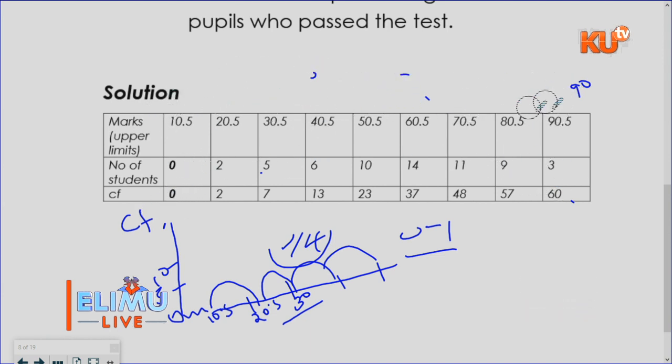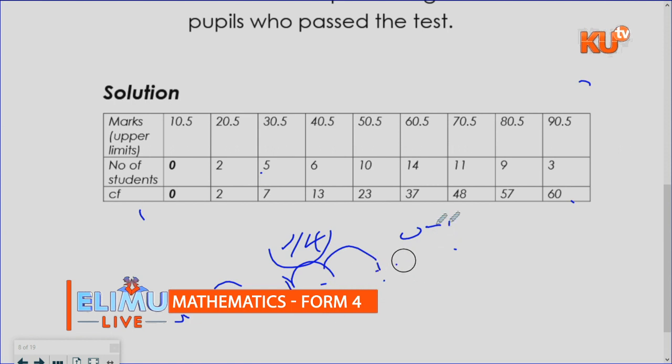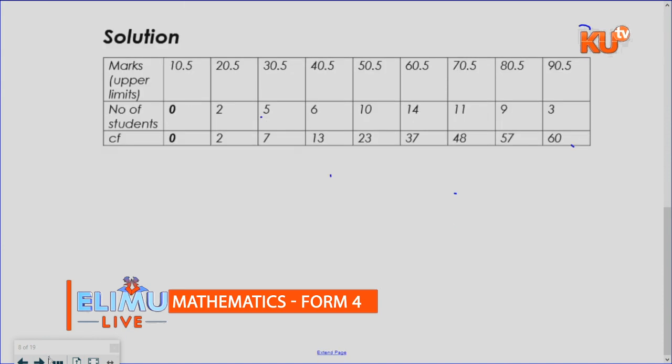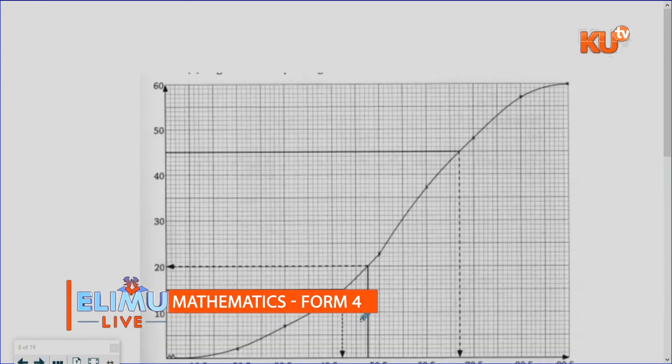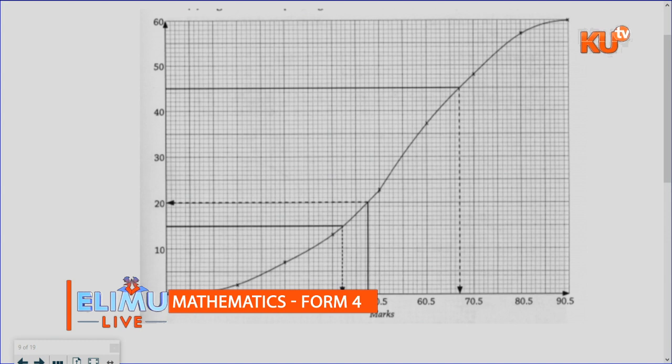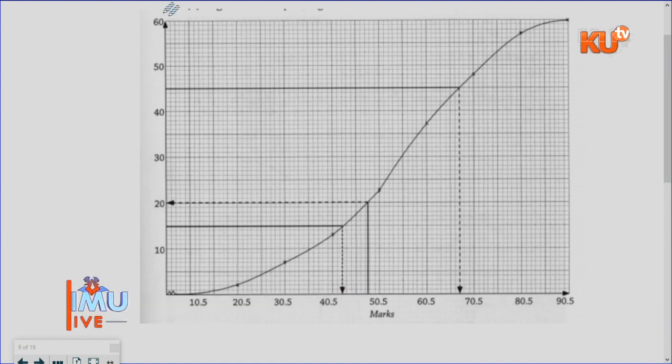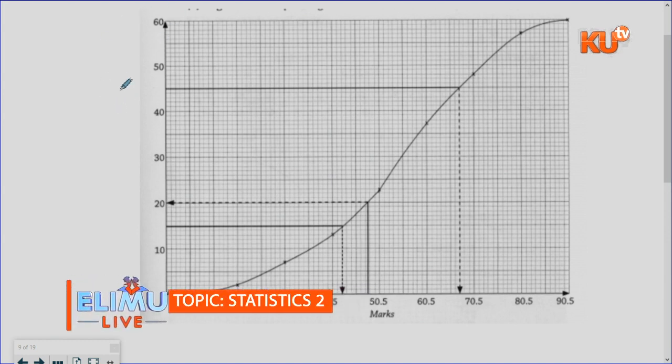You can plot this, or using even a squared book, you can plot on the y-axis cumulative frequency and on the x-axis what? Upper class limit. So your graph should look not very different from this one. It should look like that. So, one, you must label your graph. So on this side you write CF, cumulative frequency.